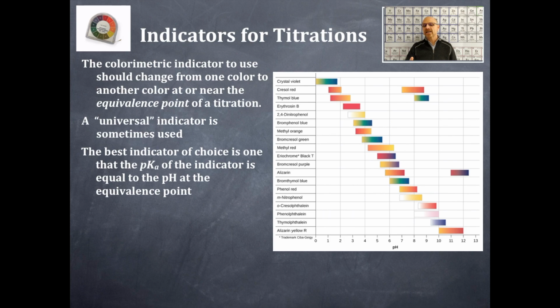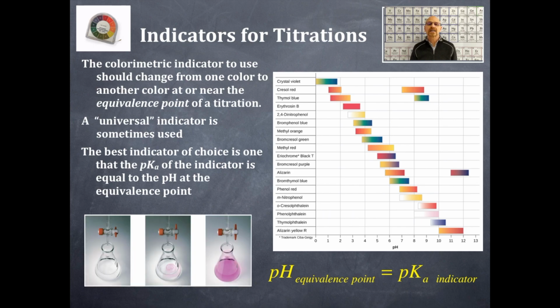Okay, the best indicator of choice is when the pKa of the indicator is equal to the pH at the equivalence point. And I'm going to rewrite this here mathematically. The pH at the equivalence point is equal to the pKa of the indicator. That's very important. Okay, so here's an example of what I've done in the lab here.